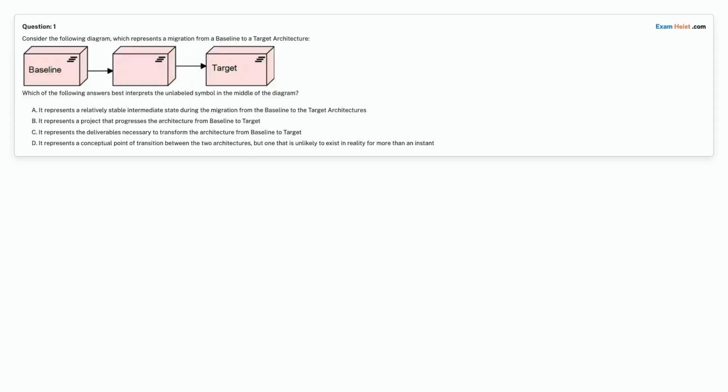Option D. It represents a conceptual point of transition between the two architectures, but one that is unlikely to exist in reality for more than an instant. Choose the correct answer.